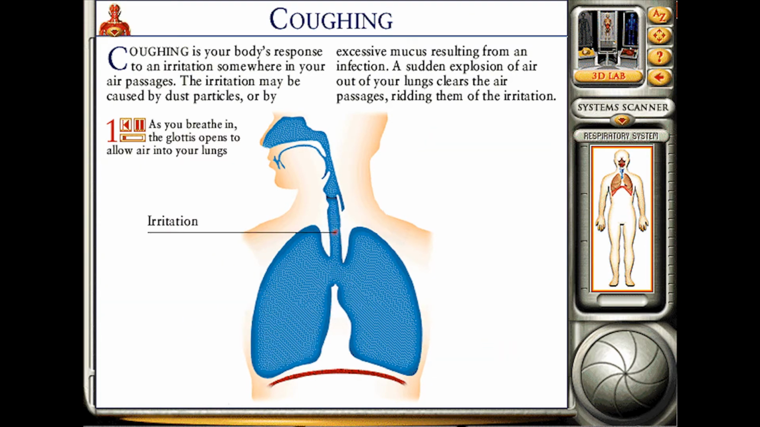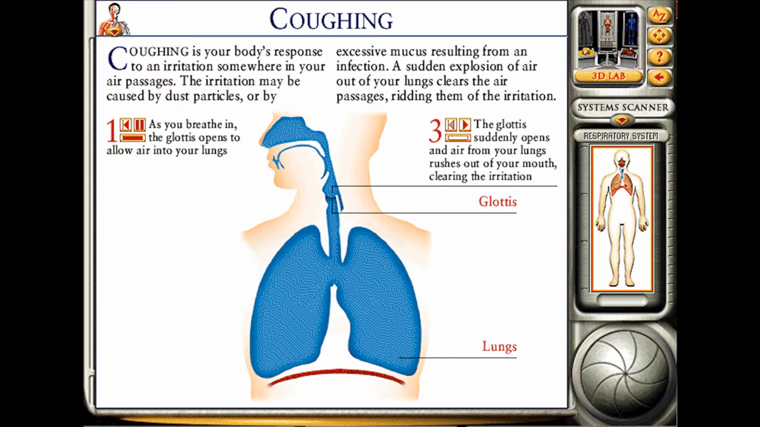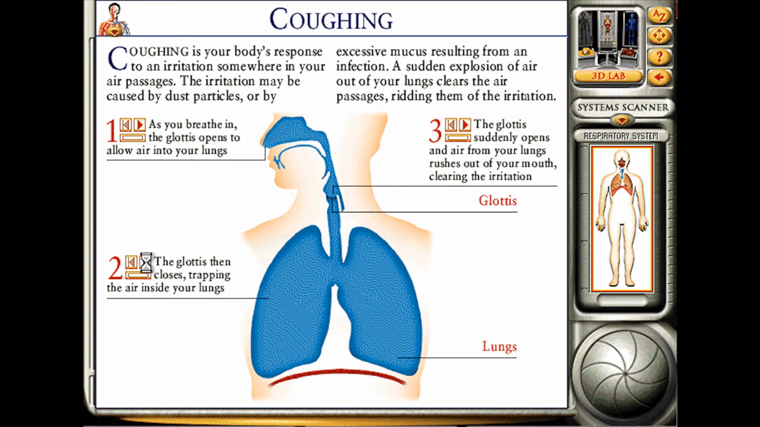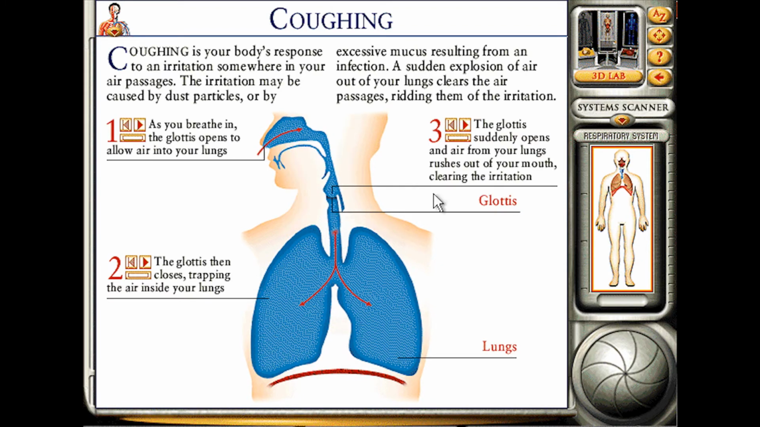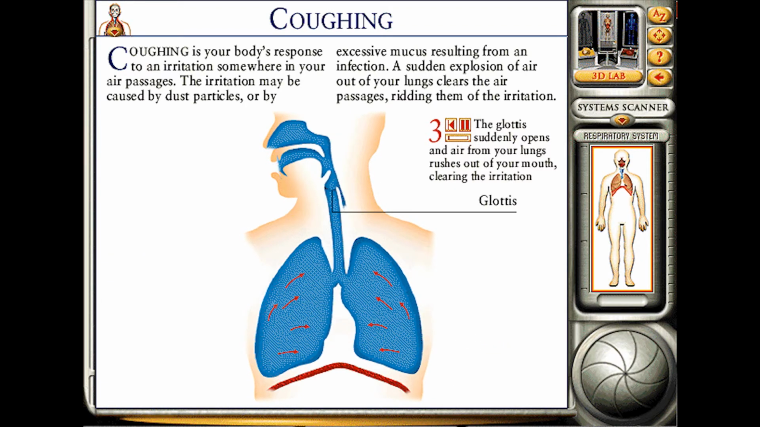An irritation somewhere in your air passages triggers a cough. Your glottis is open as you breathe air into your lungs. The glottis closes, trapping air in your lungs, causing a build-up of pressure. The glottis suddenly opens, releasing a rush of air from your lungs and out through your mouth, taking the irritation with it.